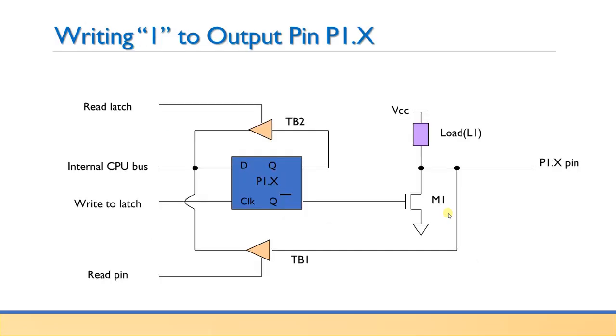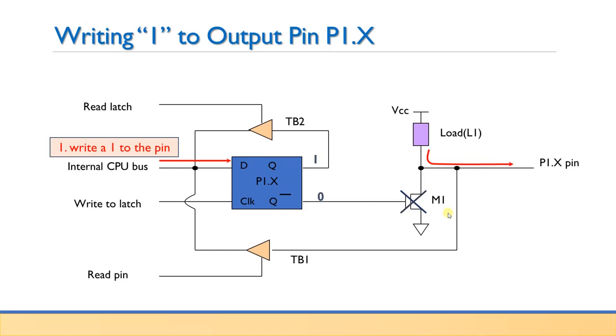Now if I have to write 1 to the output pin, say P1.x, then what is the process? This is the internal diagram of a pin of port 1. I have to write a 1 to the pin. So the internal CPU bus will generate one signal. This signal is connected to the D pin of the D flip-flop. So the output Q will be 1, Q bar will be 0. Q bar is connected to the gate of the transistor M1. As it is 0, this transistor will be off, and as it is off, it will not conduct.